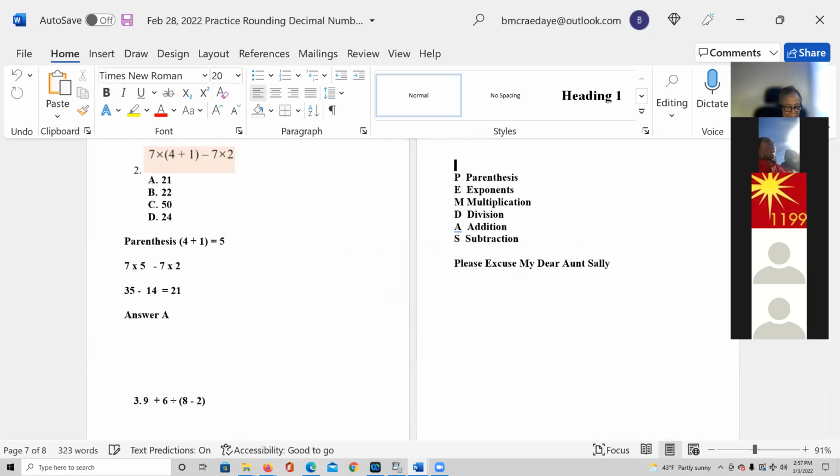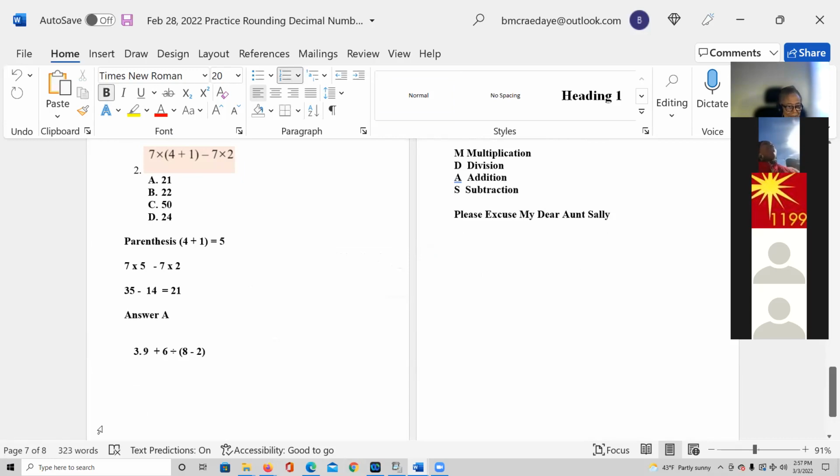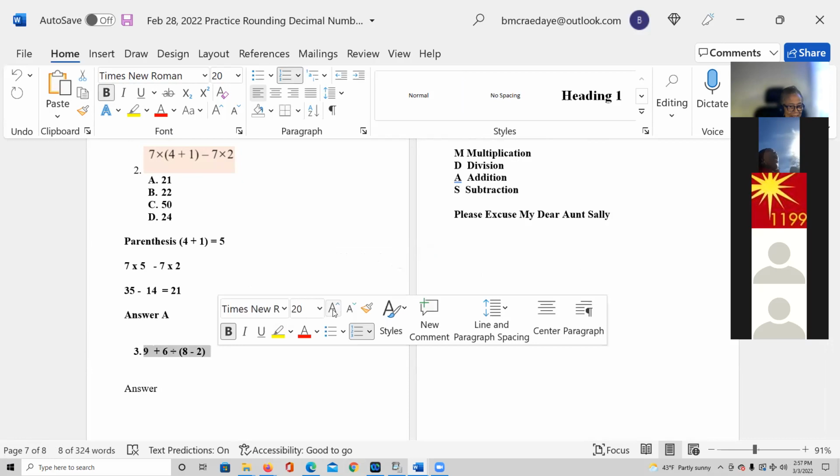Parentheses first. So let me bring that up. I think we can just do that. That's right here. 8 minus 2 is 6. So give me an answer. What's the answer? I remember seeing that one. I don't know. What's the answer? 6.